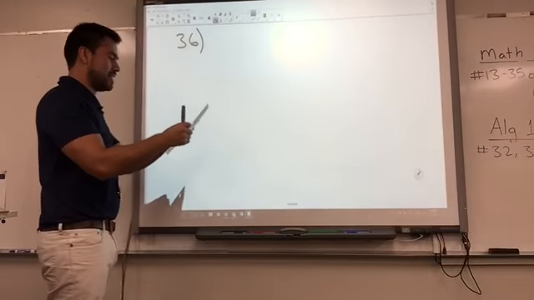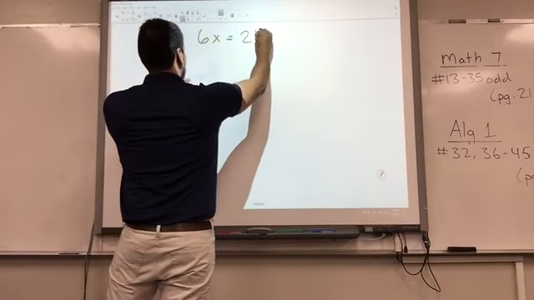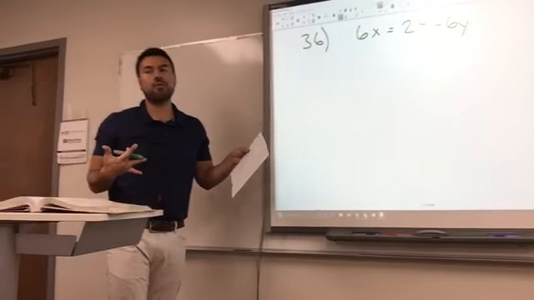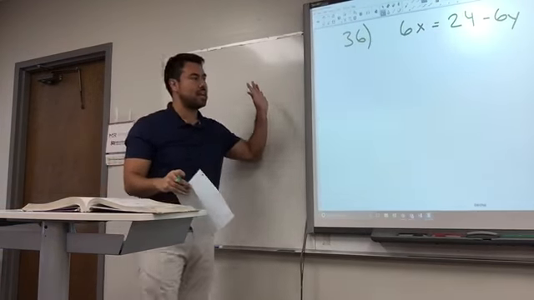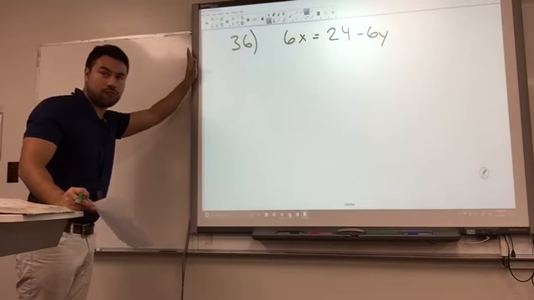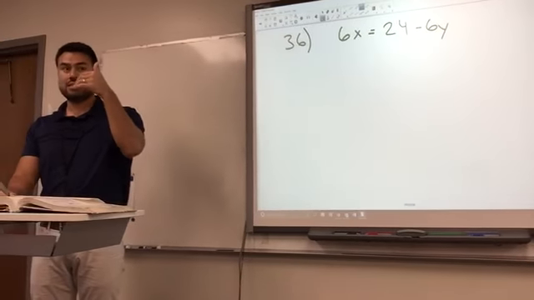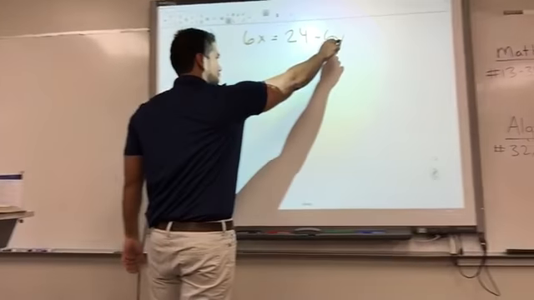Okay, number 36. We have 6x equals 24 minus 6y. Okay, so does this only have one variable? No, it has 2 variables, so you got to make your table. But before I even start making my table, what do I have to solve for? Now, I don't have a choice. I have to solve for this variable, y. Solve for y. Get y by itself.